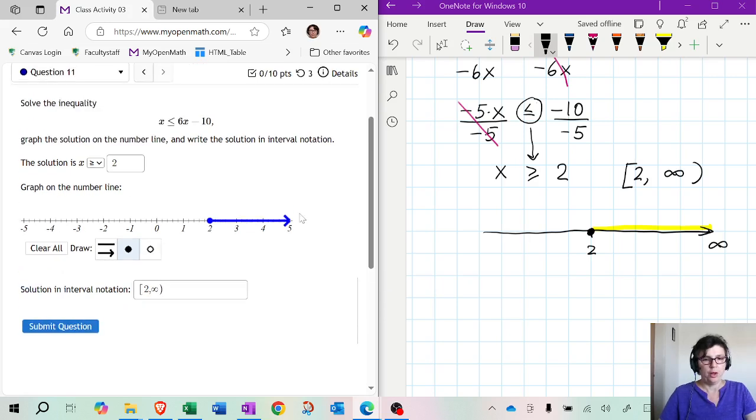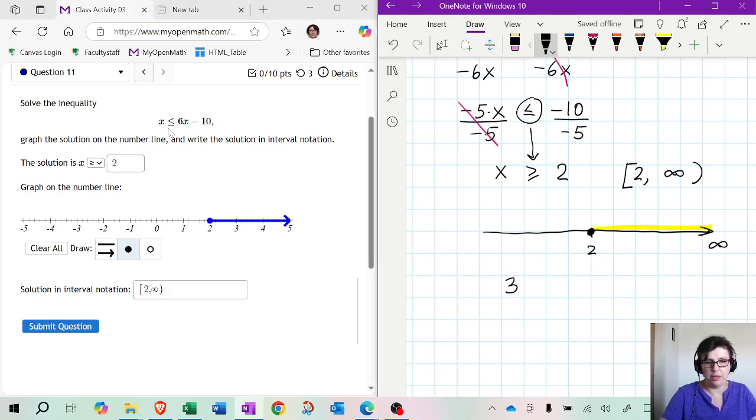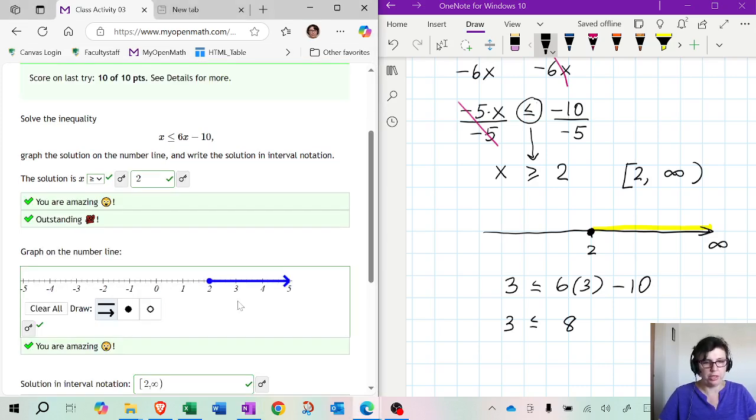Okay, now another thing you can do, just to check for yourself whether this is right or not, is pick a number somewhere on the interval, let's say 3, plug it into the inequality and see if it works. So if I plug x equals 3 on the left hand side, I would get 3 less than or equal to 6 times 3 minus 10. Okay, so this is 3 less than or equal to 18 minus 10, and that's 8. And is 3 less than or equal to 8? Yes. So that's just a double check for me, just to make sure I didn't do the wrong side.